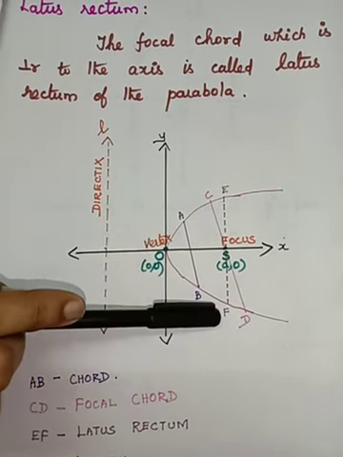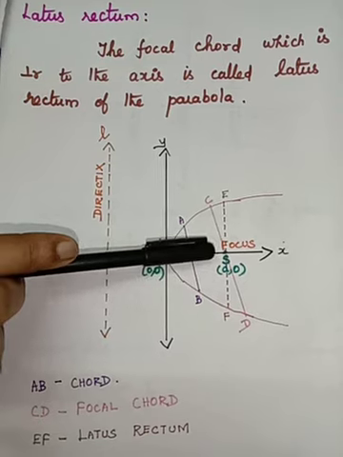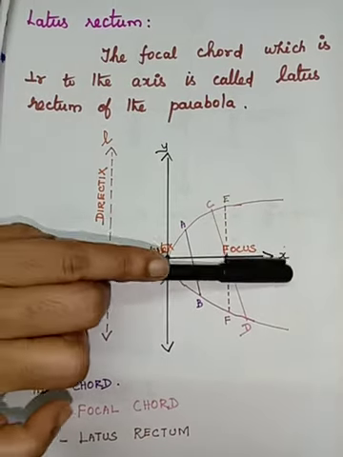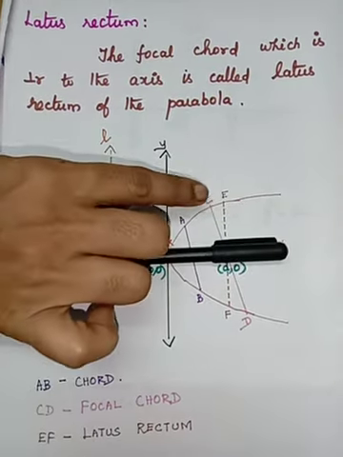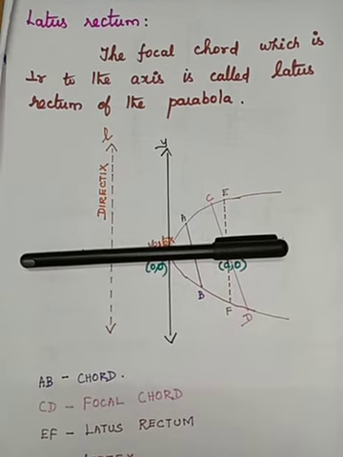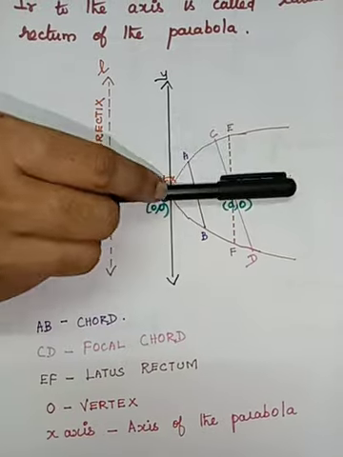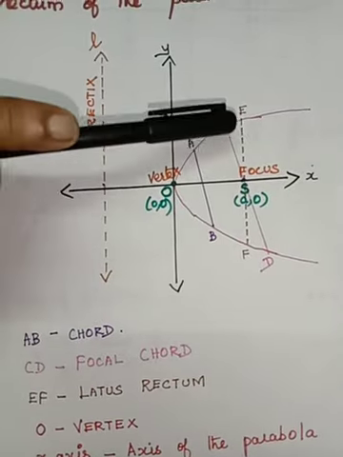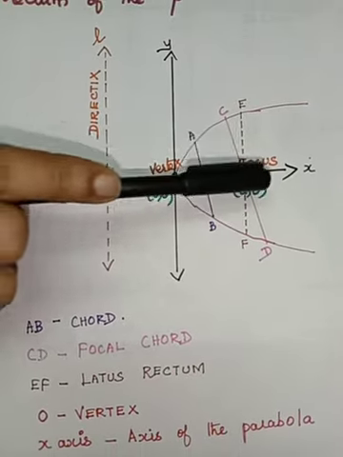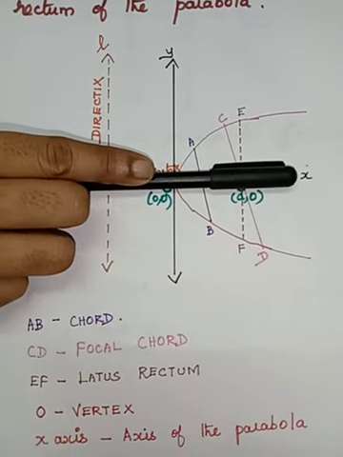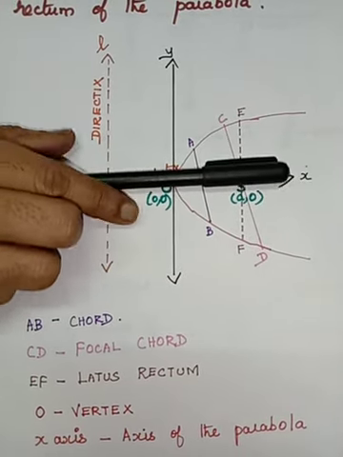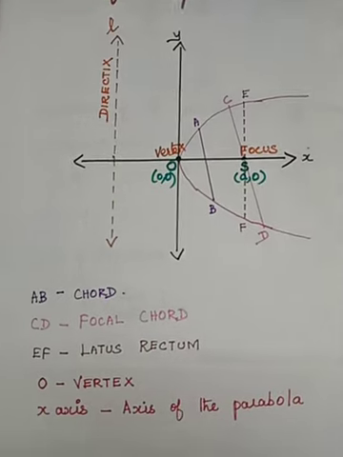So it is called the focal chord. But how is it? It is perpendicular to the axis. So this EF is called the latus rectum of the parabola. EF is a focal chord which is perpendicular to the axis of the parabola. Therefore EF is nothing but the latus rectum.